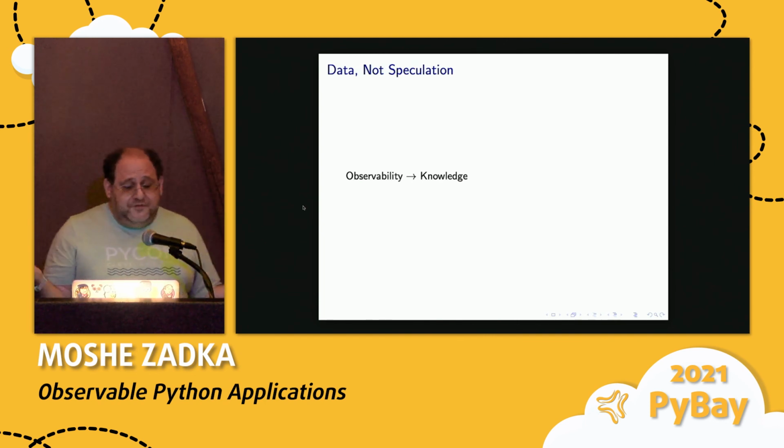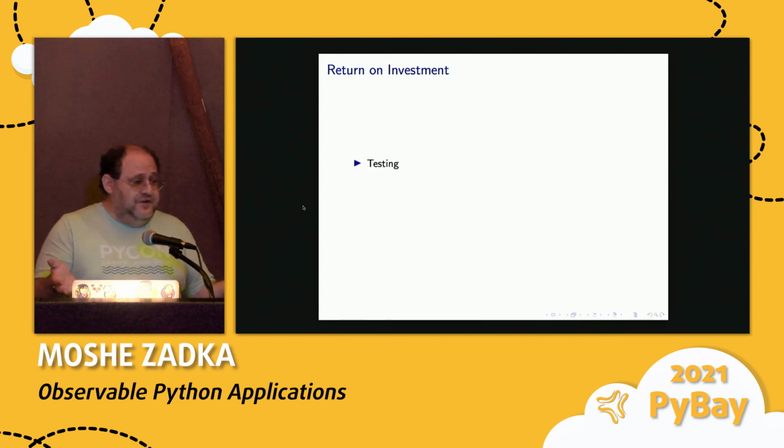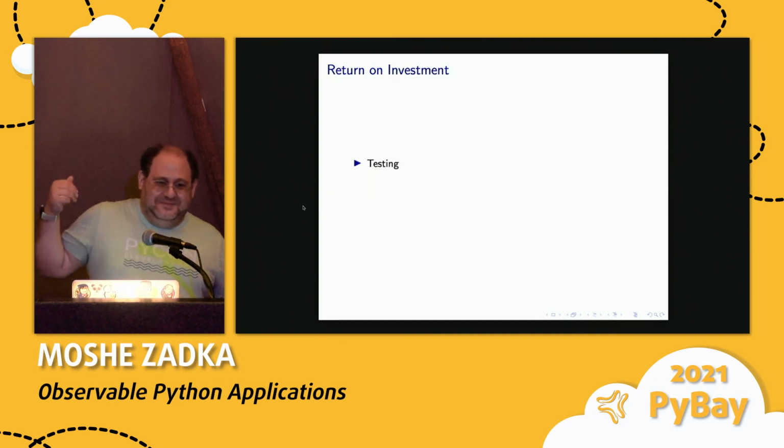So if you put all of these together, you get to a place where when you ask, what is your code doing, you get data, not speculation. Observability gives you knowledge. Knowledge is great for a lot of reasons. It's a lot of investment. I described, very fast, a lot of work that you'll have to do. Why?